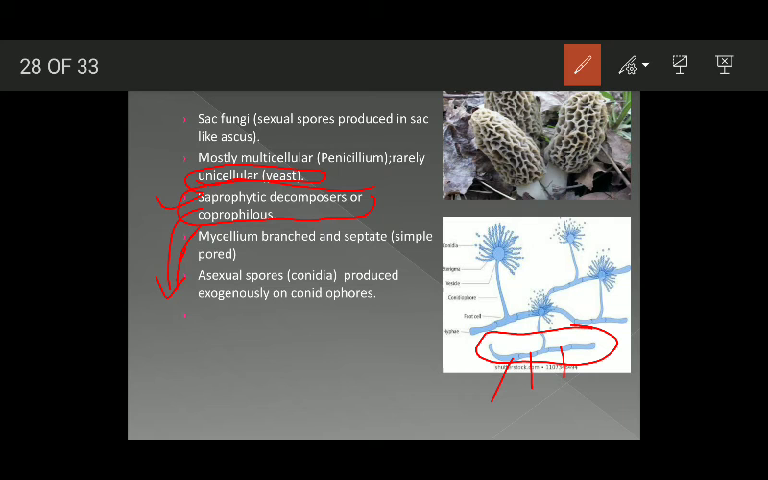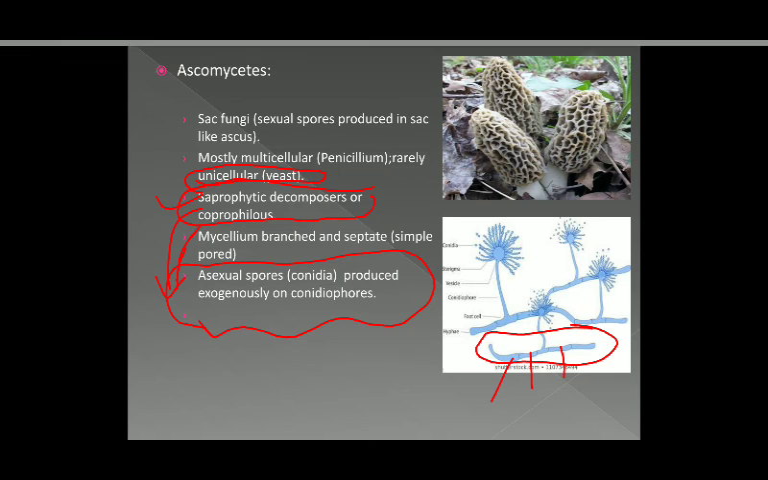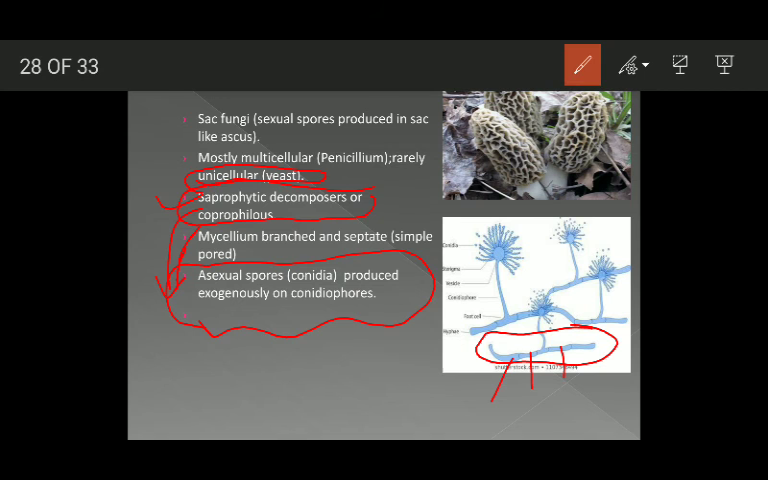Asexual spores, which are also known as conidia, are produced exogenously. This is the difference. The asexual spores in case of Ascomycetes are produced exogenously, and they are known as conidia. Here you can see this structure, known as the conidiophore, and on this conidiophore you will have conidia in the form of chains. These represent the chains of conidia which are formed.